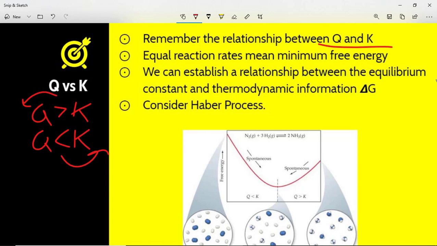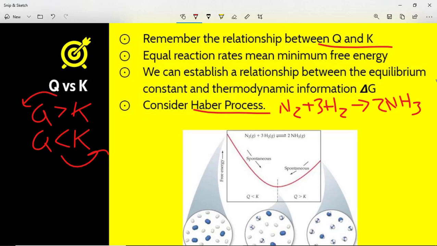We want to be able to establish a relationship between the equilibrium constant and thermodynamic information given in delta G. So if we think about this reaction graph here, which we talked about before, we're going to consider the Haber process. Remember the Haber process, we're going to take nitrogen and add 3 hydrogen to it, and that's going to produce 2 ammonia molecules.